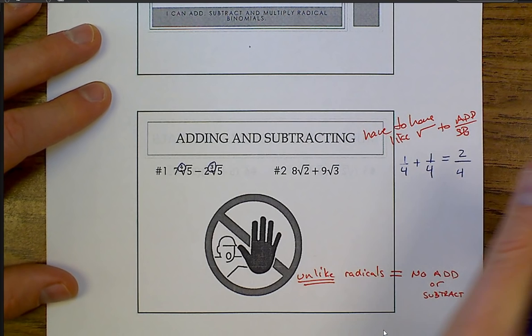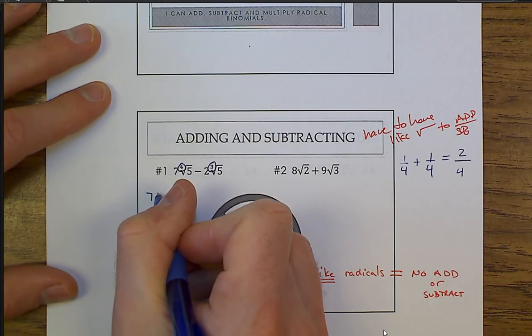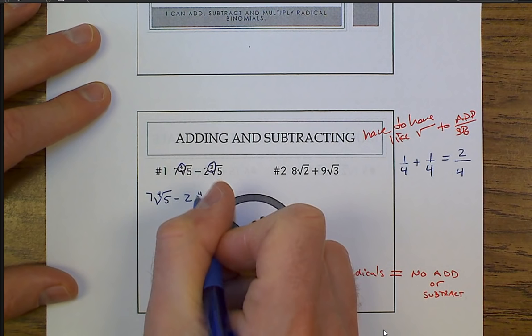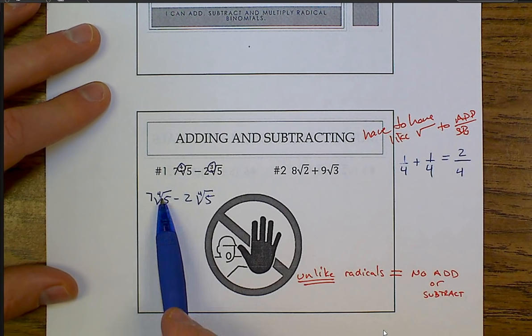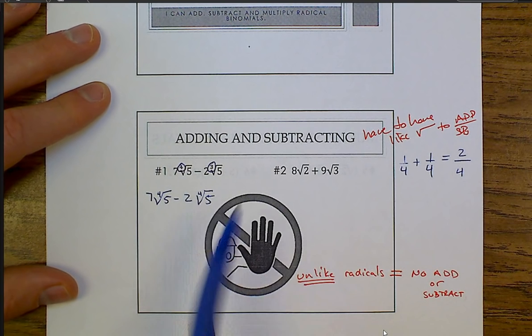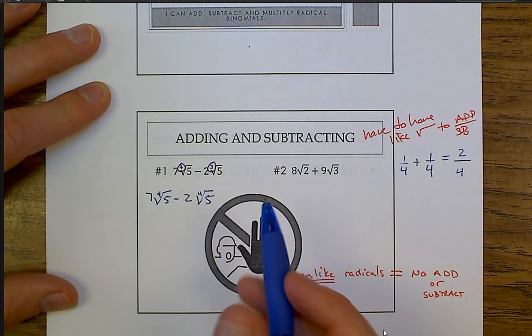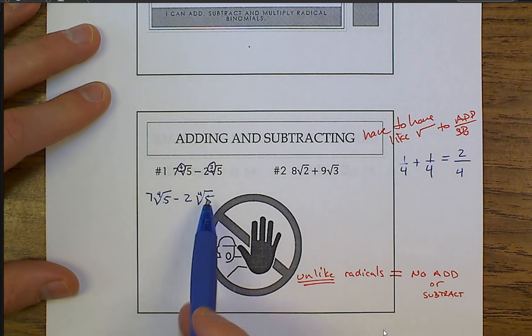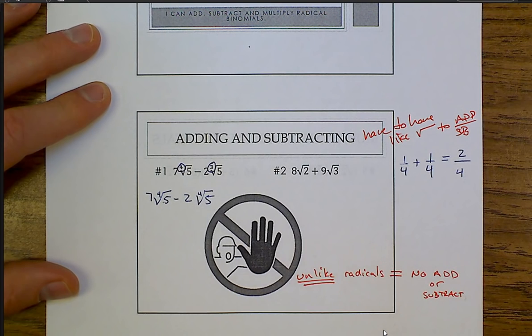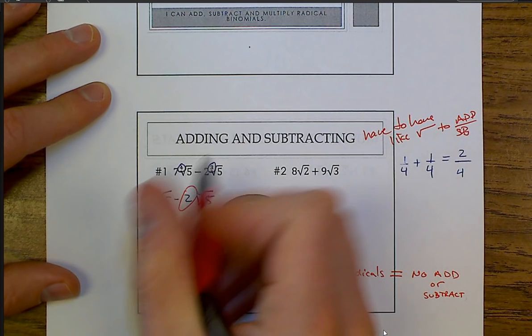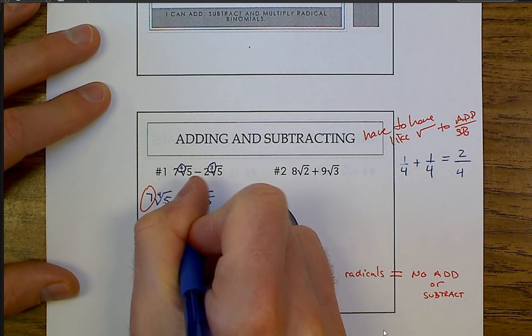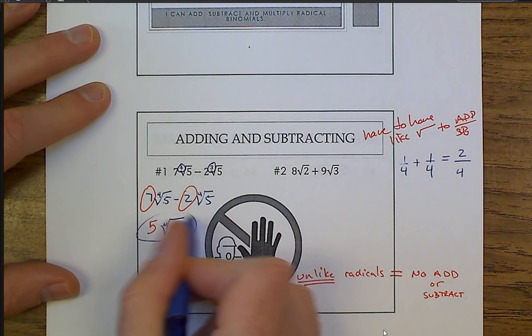Now, if you had 7 times the 4th root of 5 minus 2 times the 4th root of 5, if these were both 4th roots, basically what I think of is we have 7 of these, 2 of these. 7 minus 2 would give us 5 4th roots of 5. And that would be our answer there.